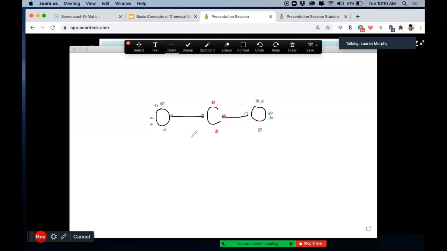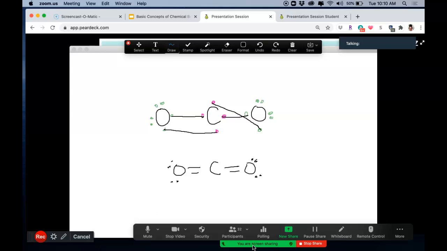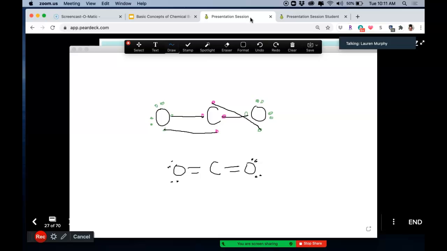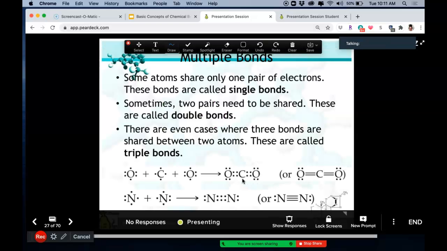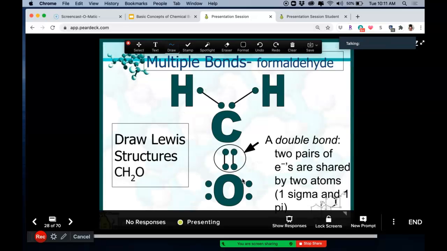And again, nothing is stable. So I'm going to bond here. And this is ugly, bond here, but this is 2 bonds between this carbon and oxygen. So if I were to redraw, it would look like this. Questions? So again, sometimes multiple bonds are necessary in order to achieve stability. Okay.